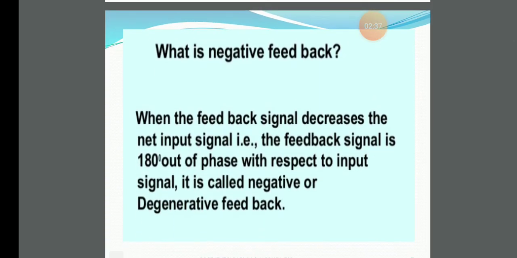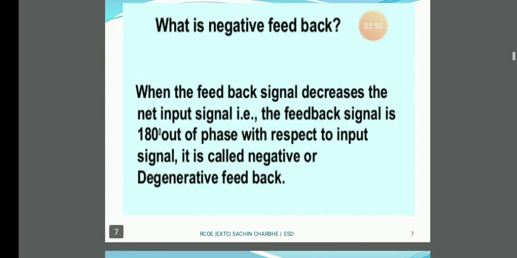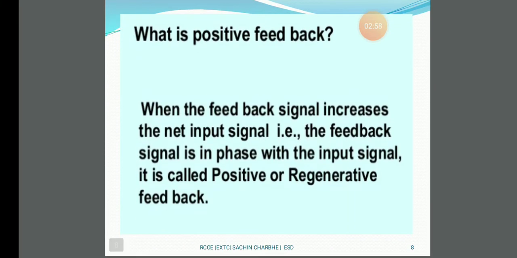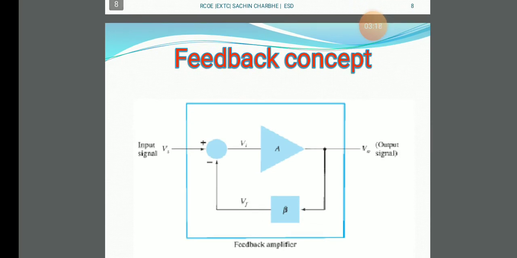First we will see what negative feedback is. When the feedback signal decreases the net input signal, and the feedback signal is 180 degrees out of phase with respect to the input signal, it is called negative or degenerative feedback. And what is positive feedback? When the feedback signal increases the net input signal, that is, the feedback signal is in phase with the input signal, it is called positive feedback. Where we get a 180-degree phase shift, that is negative feedback, and without phase shift, that is positive feedback.